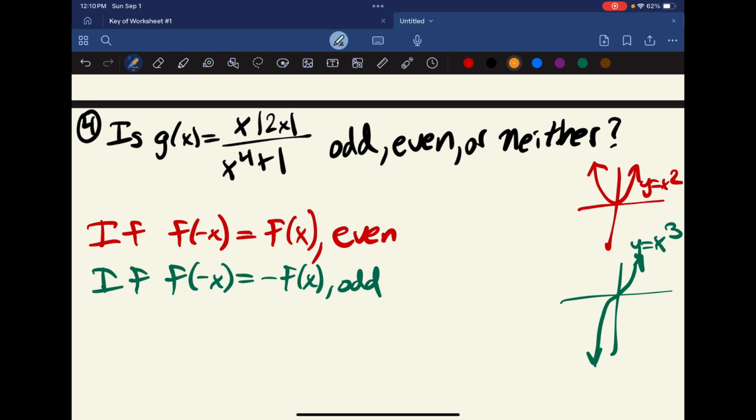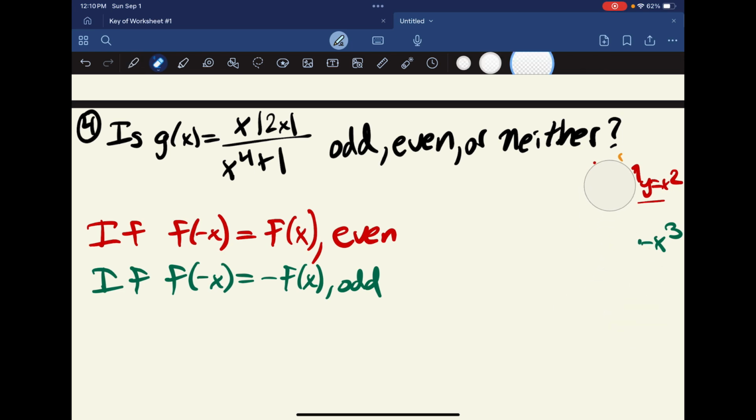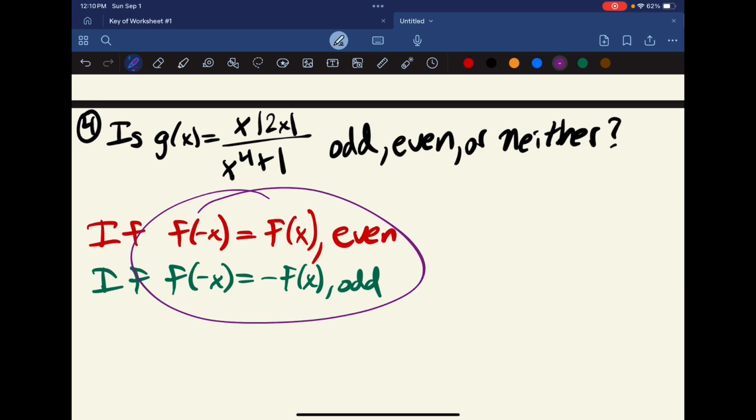So if you reflect y equals x squared across the y-axis, it looks like the same exact graph. If you reflect y equals x cubed through the origin, it looks like the same exact graph. So that's just to get a conceptual understanding of what's going on here. Algebraically, all we really need to be able to do is this.